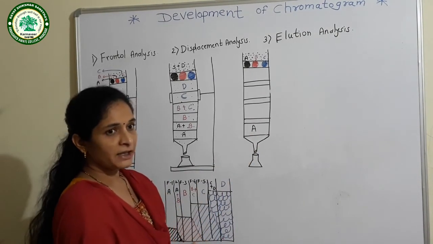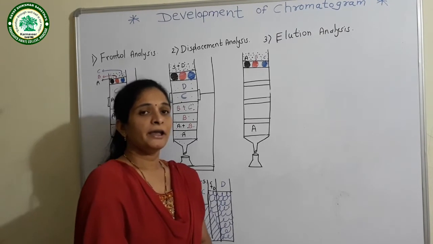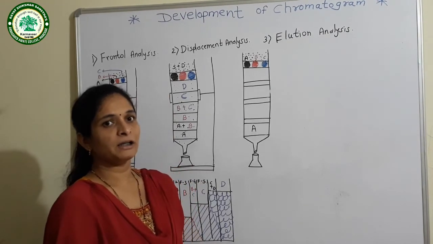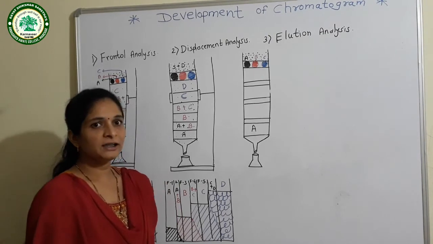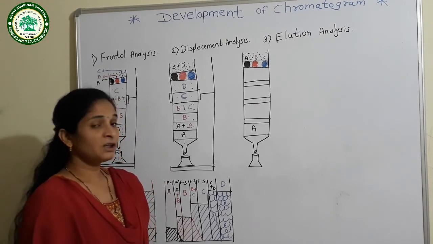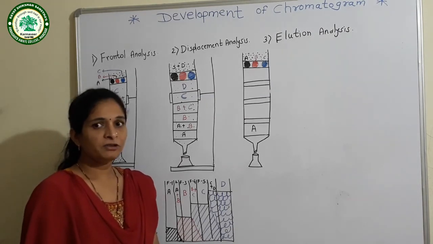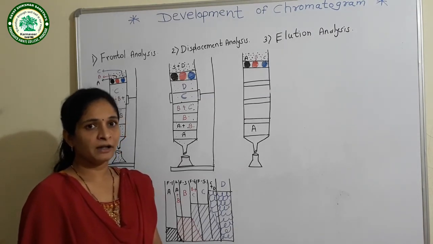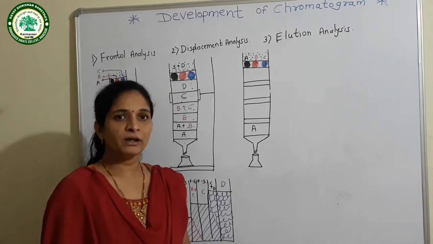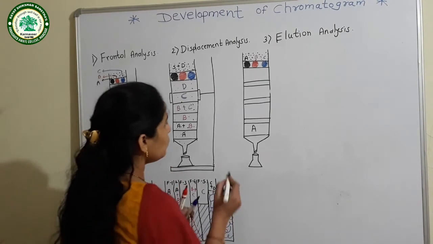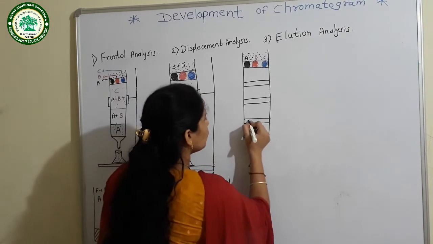This separation is taking place depending upon the partition coefficient. Each component has a different partition coefficient. Depending on this difference, the separation is taking place. If this difference is greater, we get well separated bands. If the partition coefficient values are greater, this difference is greater between two components, then we get well separated bands.